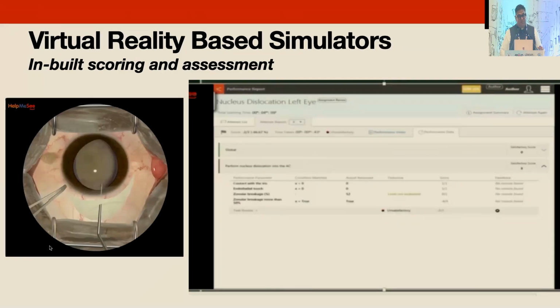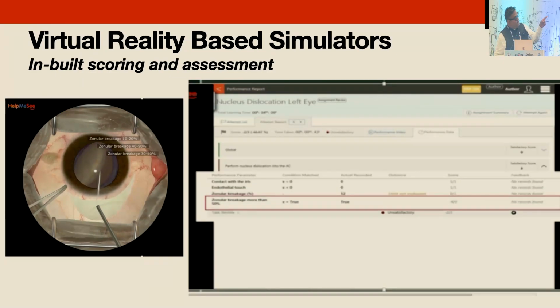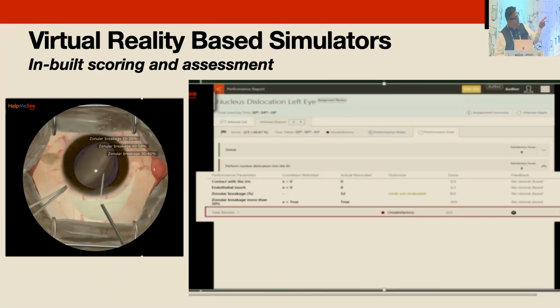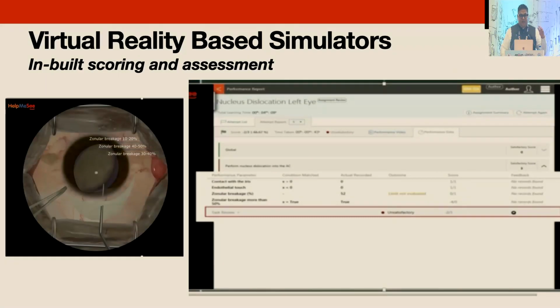Now, this is the inbuilt scoring and assessment of the Help Me See simulator. So here you can see that the trainee is performing a task, and the number of errors that he's doing, say for example, zonular damage, all of these are being calculated, and the inbuilt system itself will tell you whether it was a satisfactory attempt or not and grade you. So you don't even need an instructor to be there.